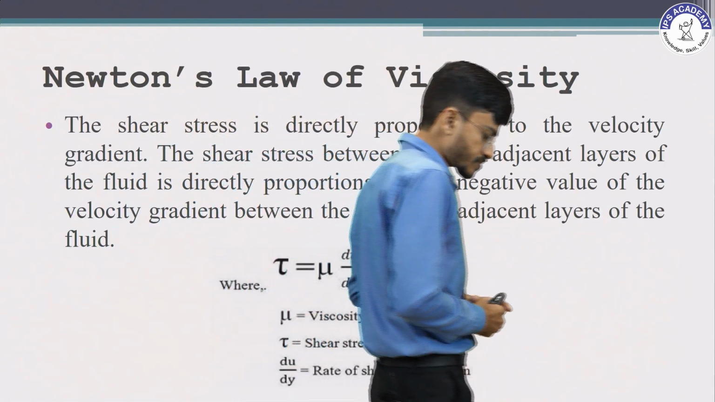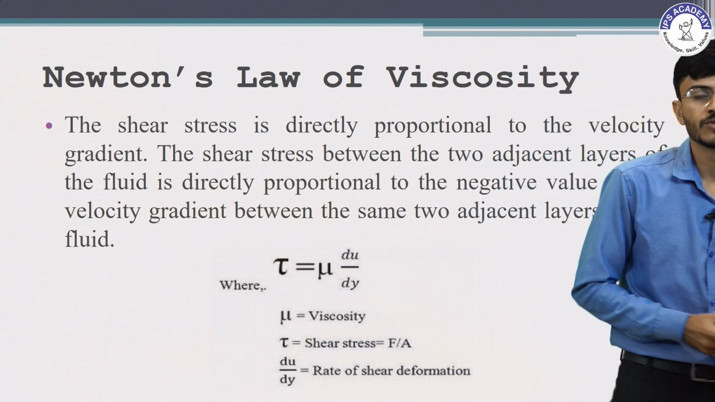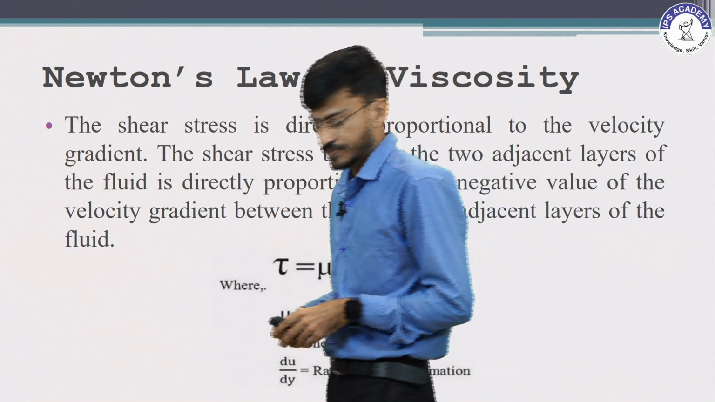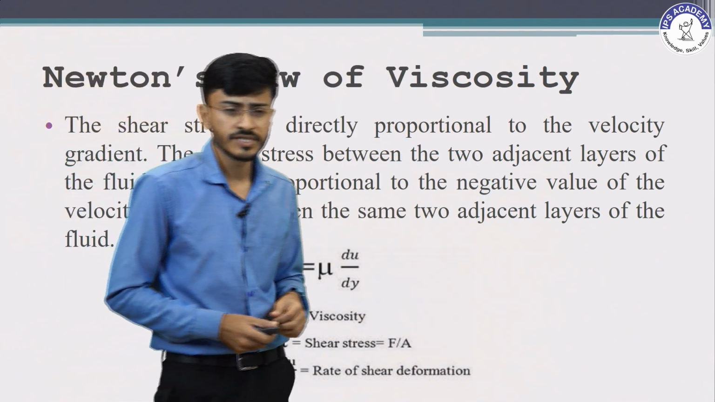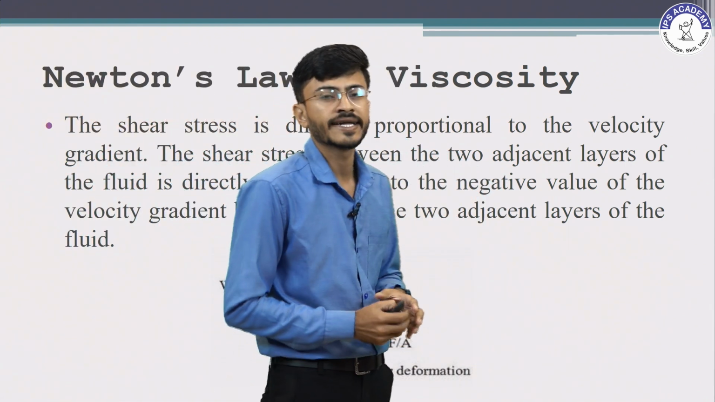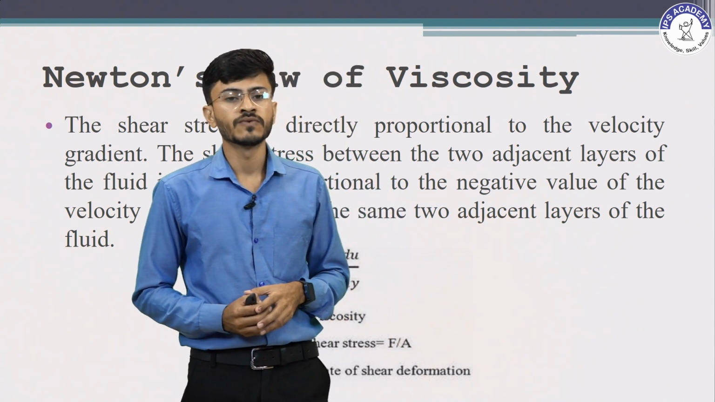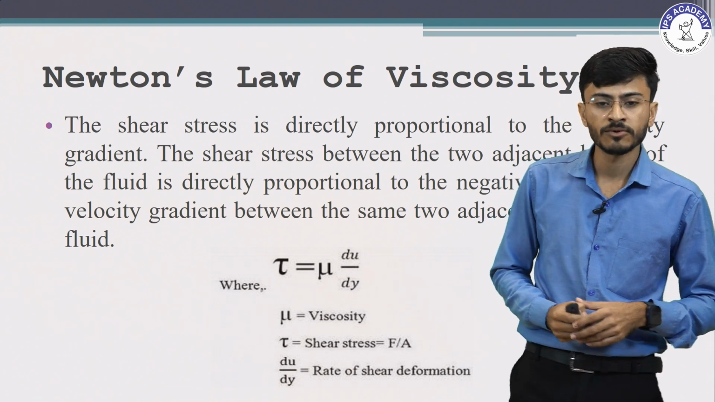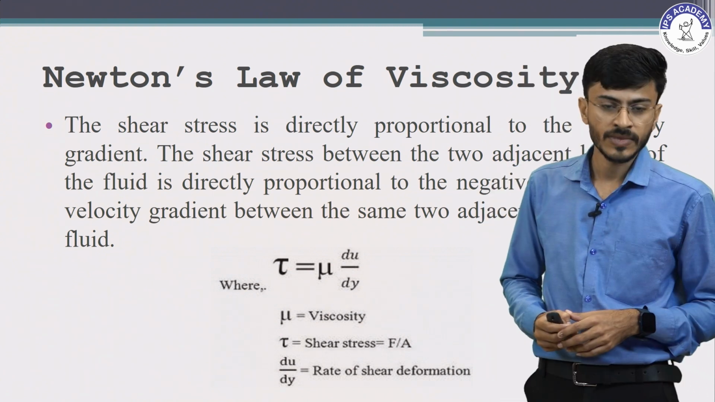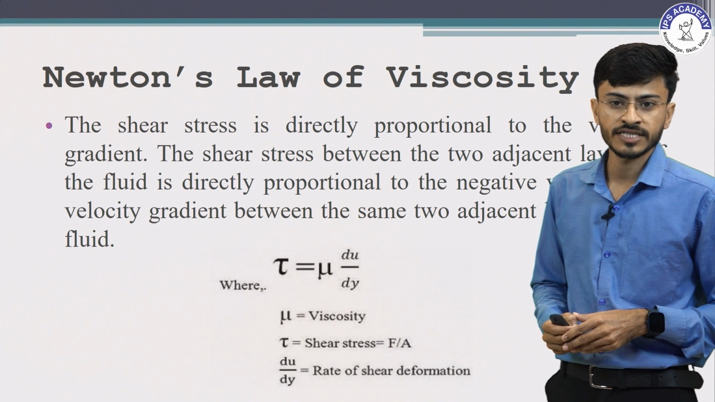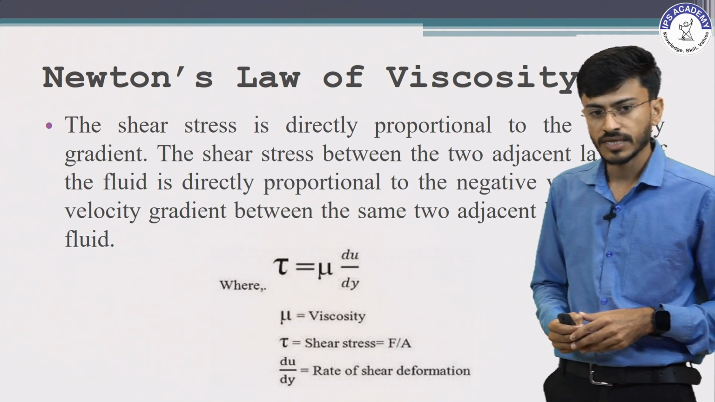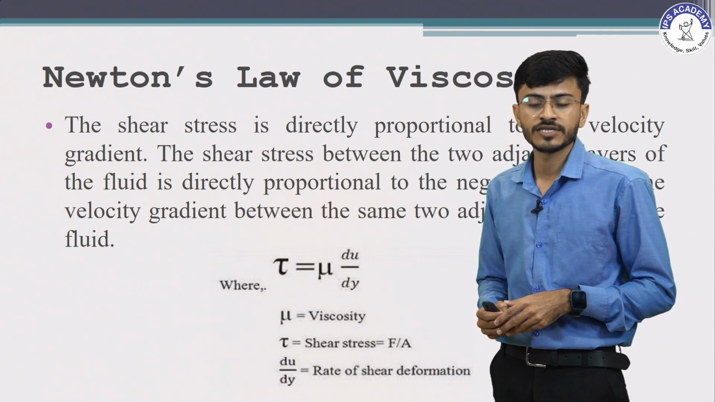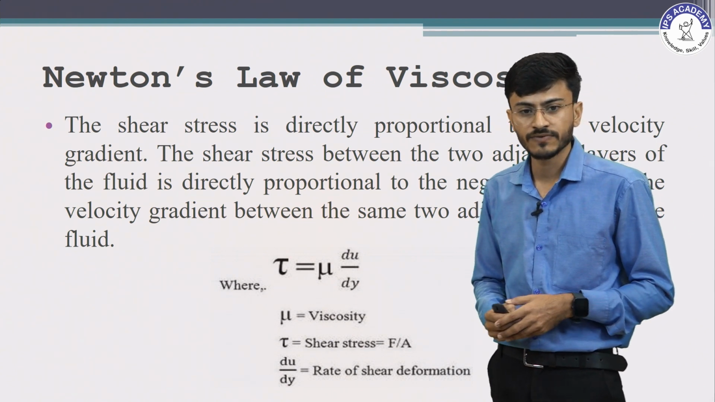Coming to the next part, Newton's law of viscosity. Newton here defined one law of viscosity in which he says the shear stress is directly proportional to the velocity gradient. You can see the formula: tau is directly proportional to the velocity gradient du by dy. The shear stress between two adjacent layers of the fluid is directly proportional to the negative value of the velocity gradient between the two adjacent layers of the fluid.